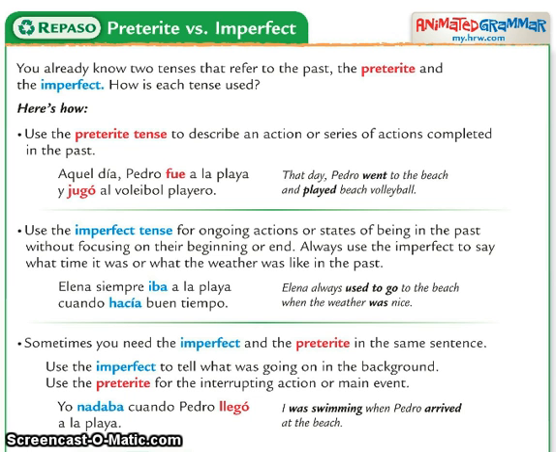A lot of times we actually are going to use the imperfect and the preterite in the exact same sentence. When this occurs, you want to use the imperfect to tell what was going on in the background, and then you're going to use the preterite for the interrupting action or main event. It's really important that you have a basic understanding of when to use the preterite and when to use the imperfect, so that way when you use them together in a sentence, you do so correctly.